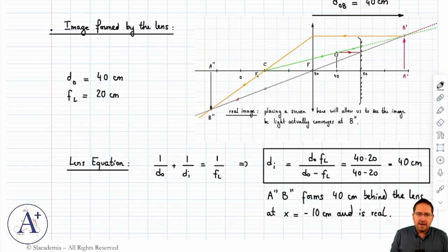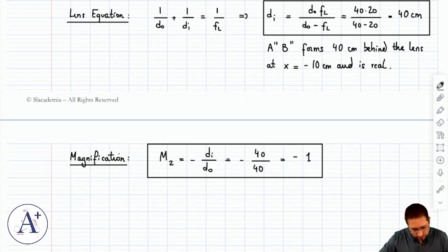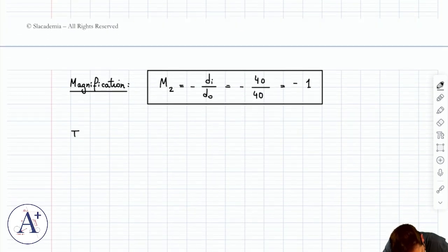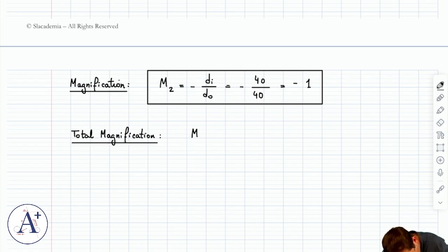So, I found the final location of the image. The image is real. And perhaps I want to find how the image compares to the object, to the candle, not to A prime, B prime. In which case, I need to find what's called the total magnification. Now, the total magnification of such a system is always the product of the individual magnifications. That's actually why I computed M1 and M2 in advance. So it's going to be M1 times M2. That's going to be 2 times minus 1, which is equal to minus 2.